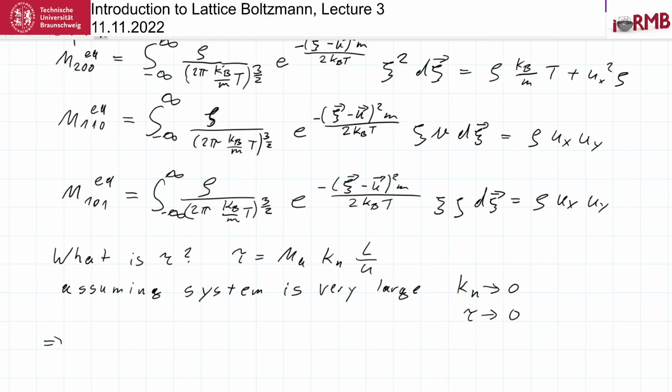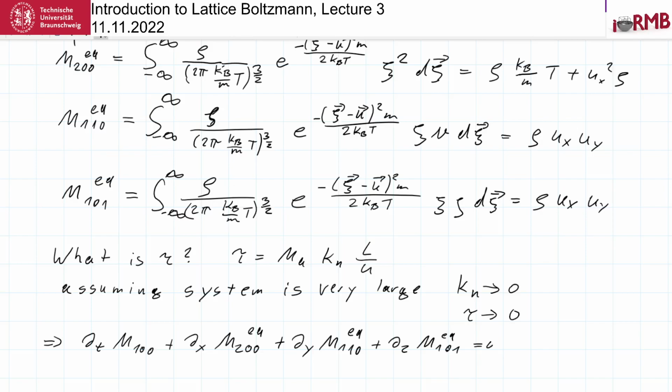So under this assumption, what we get is dt M100 plus dx M200 equilibrium plus dy M110 equilibrium plus dz M101 equilibrium is equal to 0.